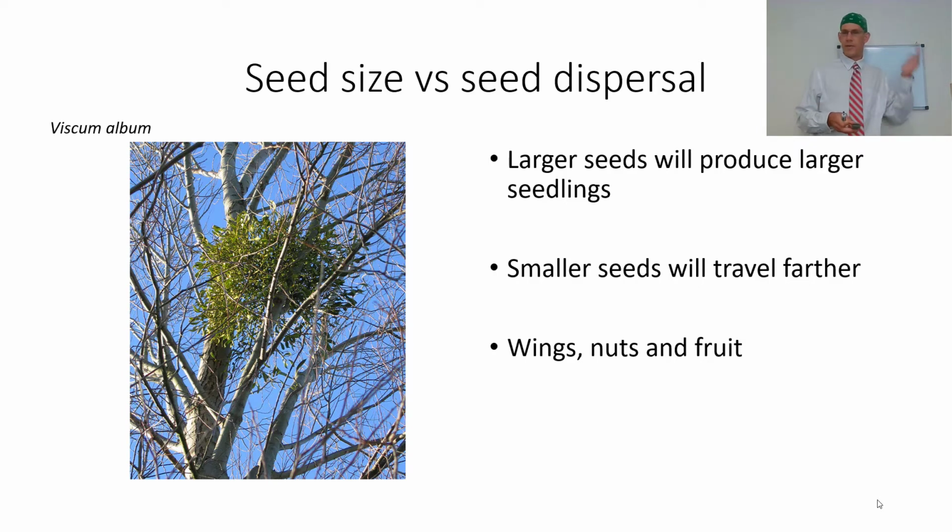We don't have any nuts around here. And the fruit, such as that tomato, that can be eaten. Here's another example. This is Viscum album. It's a mistletoe. And the mistletoe produces small white berries. Now, these white berries are edible to birds.